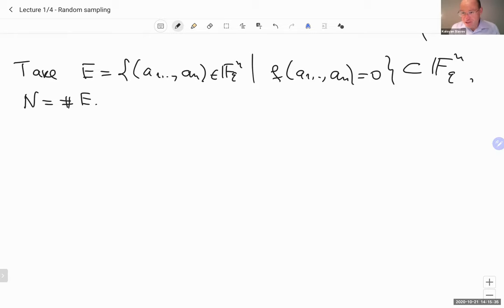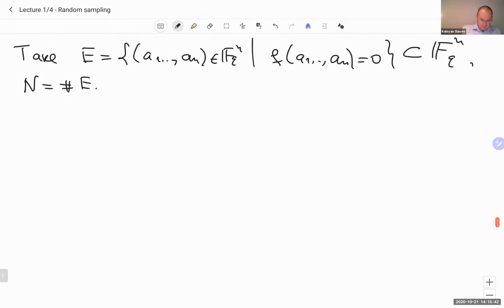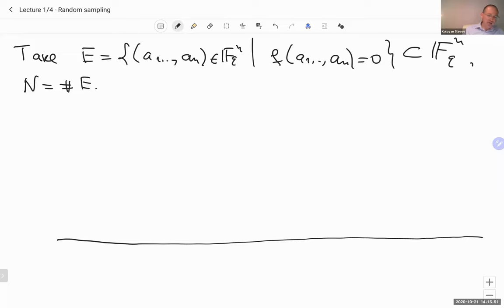Let's draw on a picture what we know. I actually want to see this stuff. So here, I'm going to draw a picture. I will intersect this set E with a random plane. And then the mean, here is the mean. It's N divided by q to the n minus 2, by our elementary computation about the mean.